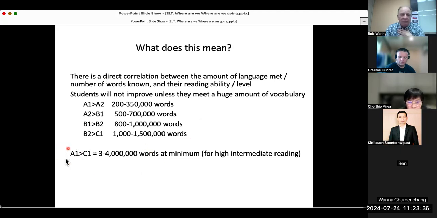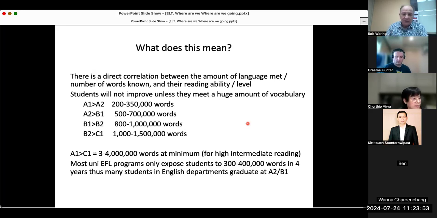If you come into university at A1, A2, and the goal is to get them out at C1, C2, the university should expose them to 3 to 4 million words at minimum. As you know, looking at those figures, nowhere near that amount of language is being met. So what we find is that students are only exposed to 300 to 400,000 words in 4 years, even English department students, and that students tend to graduate at A2 to B1. The average exit level of your typical undergraduate student from an English department is around A2, B1. And that's a direct result of the amount of input they get. Now, that might not be the case at this university, it's a high-level university, but your average university throughout Asia.